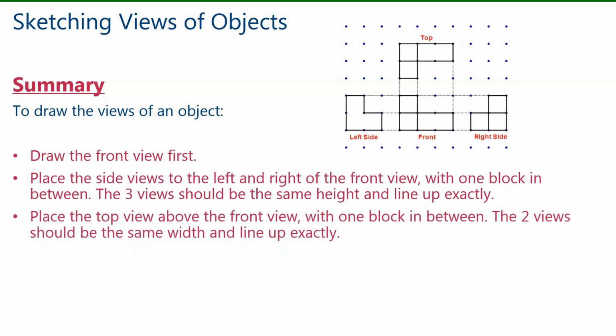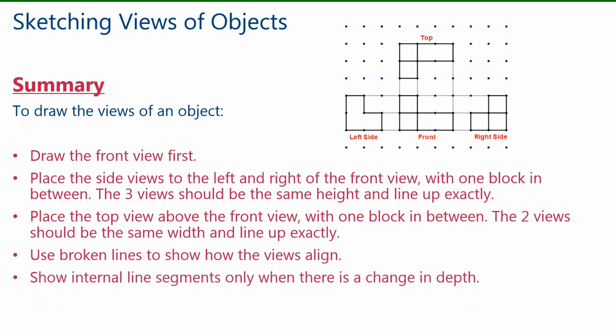Finally, place the top view above the front view with one block in between. The two views should be the same width and line up exactly. Use broken lines to show how the views align, and show internal line segments only when there is a change in depth.